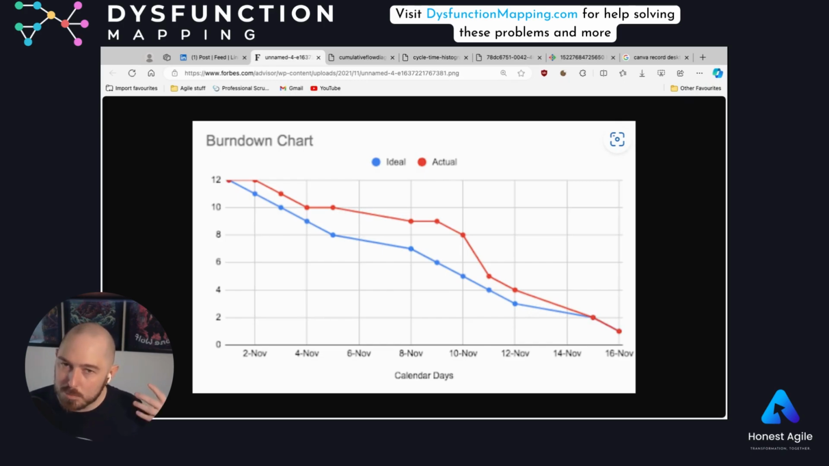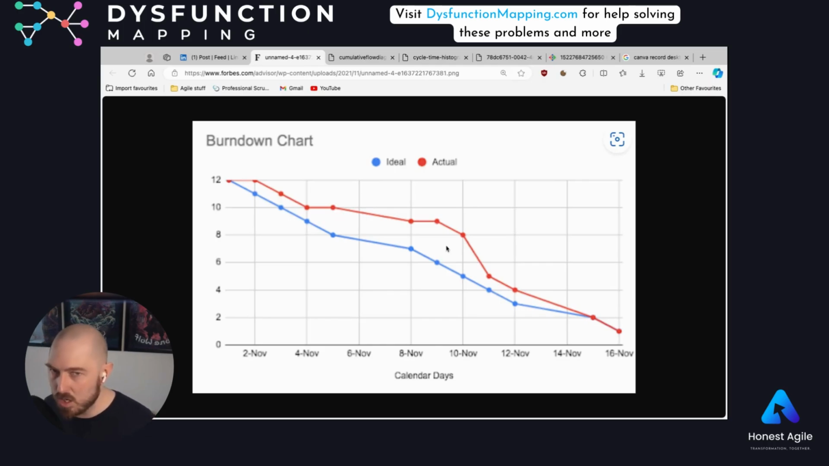But the other big mistake that burn down charts make, in my view, or the way they can mislead us, is because they've got this ideal versus actual that you can see here, which really sort of locks us into this worldview that once we've planned in our sprint and decided on a number of user stories that we're going to deliver, that then our ideal state is to deliver those user stories. And what often happens is teams get to this point in the sprint where they can see that we're behind our forecast, and okay, well, now what are we going to do about that?